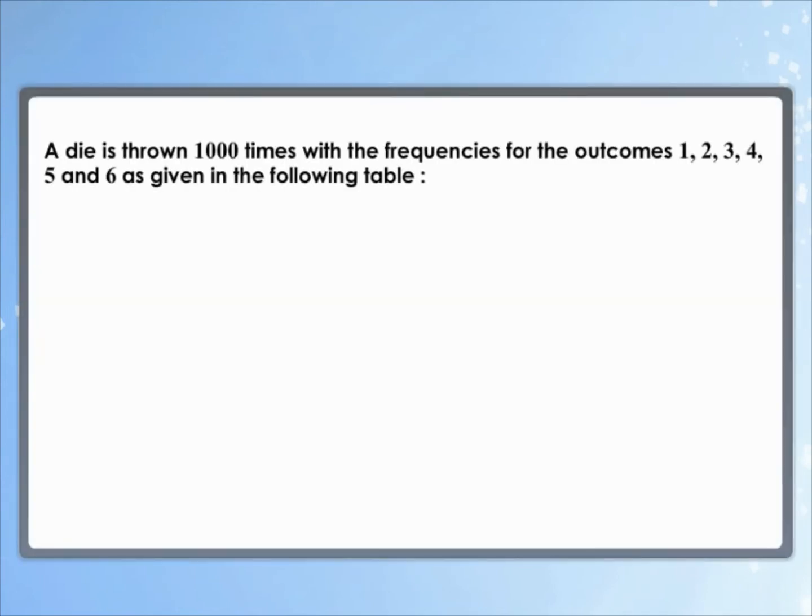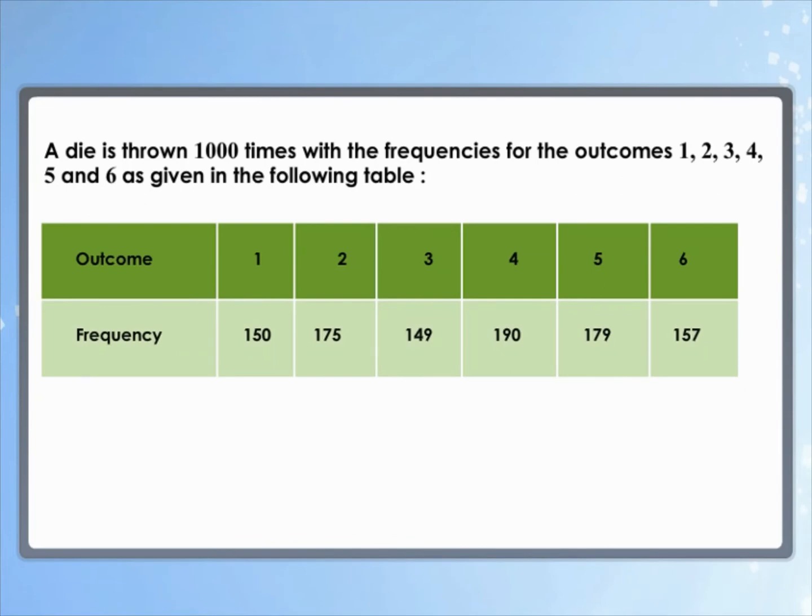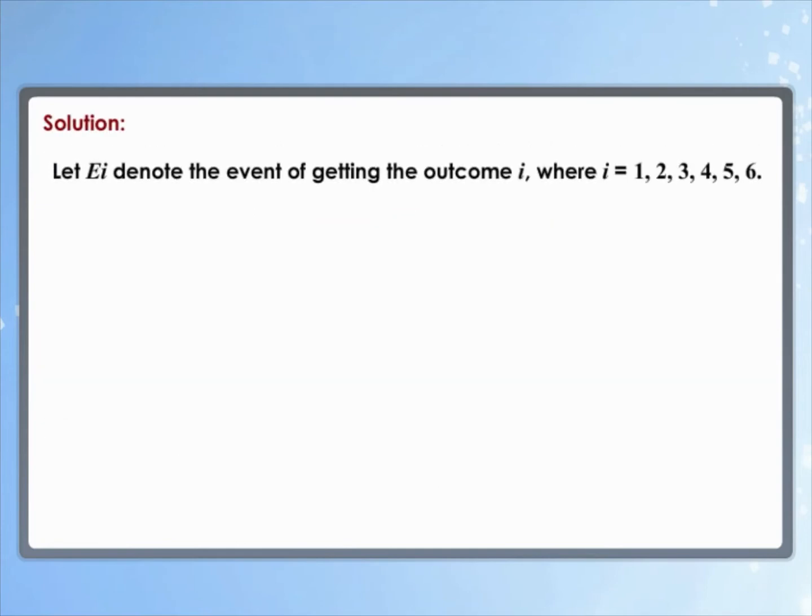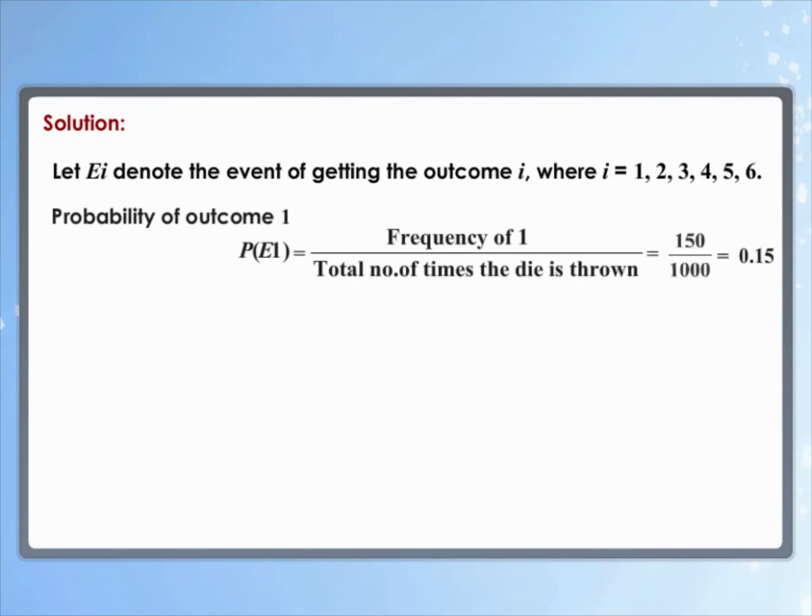Now let us see a dice problem. A die is thrown 1,000 times with the frequencies for the outcomes 1, 2, 3, 4, 5, and 6, as given in the following table. Find the probability of getting each outcome. Solution. Let Ei denote the event of getting the outcome i, where i is equal to 1, 2, 3, 4, 5, 6. Probability of the outcome 1, that is P of E1, is frequency of 1 by the total number of times the die is thrown. That is 150 by 1,000, which is equal to 0.15.